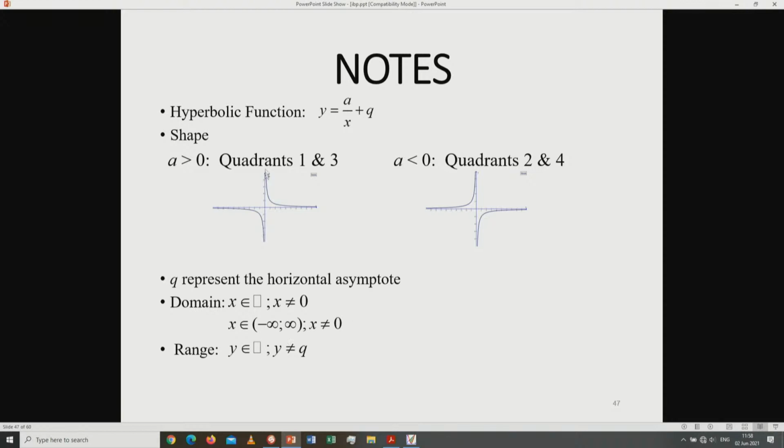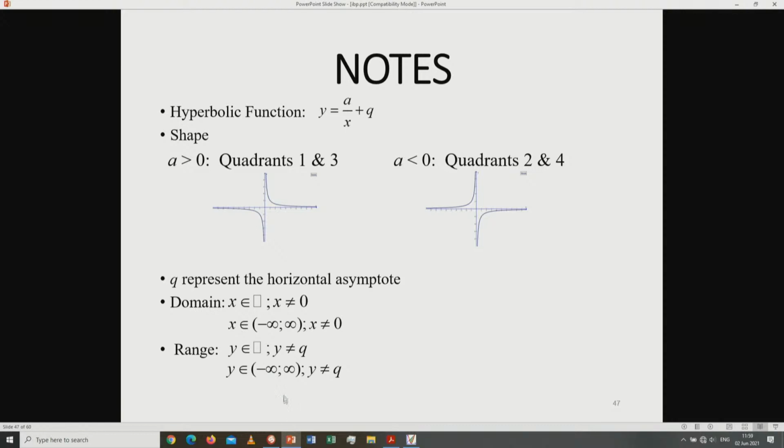Y is an element of the real numbers. It means all the values of y from negative infinity to positive infinity. We start at the bottom, then we go up. Then, not forgetting that y cannot be q. Right, y cannot be q. So here we are: y is an element of negative infinity to positive infinity, y cannot be q.